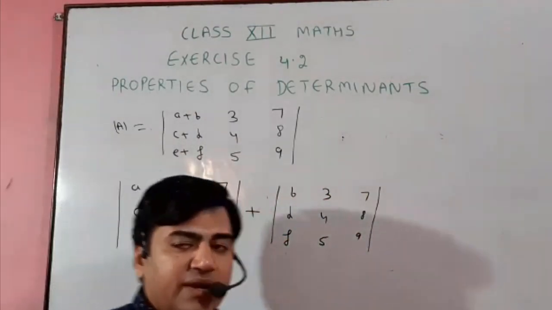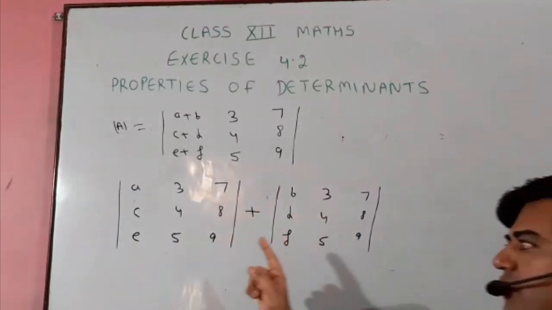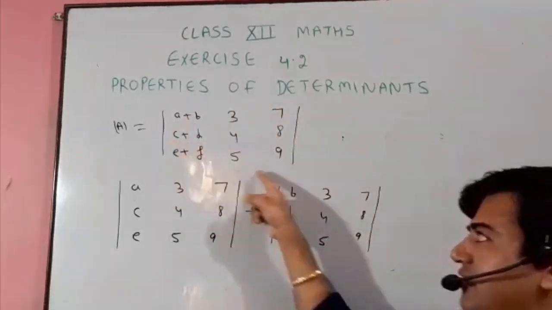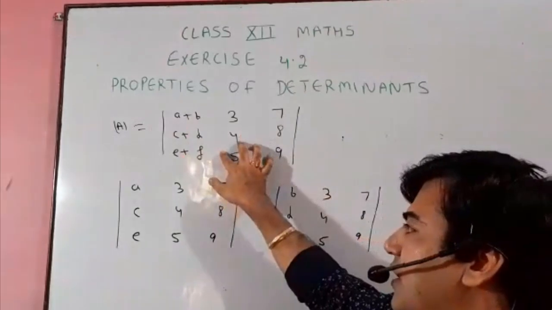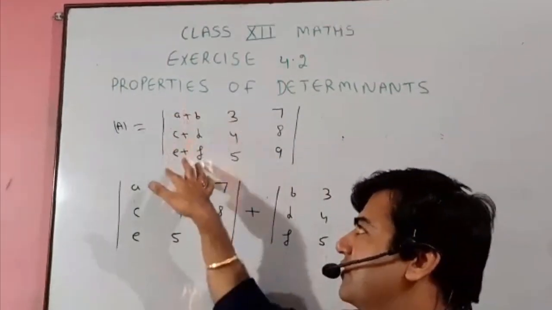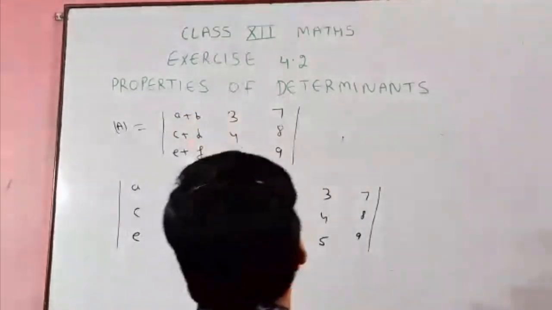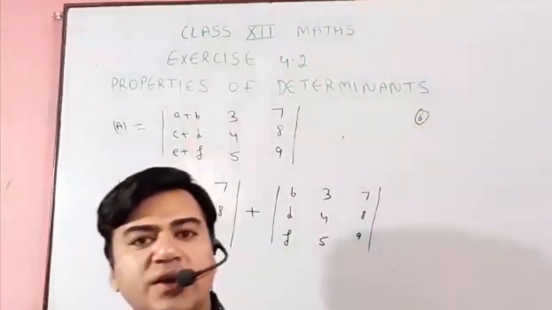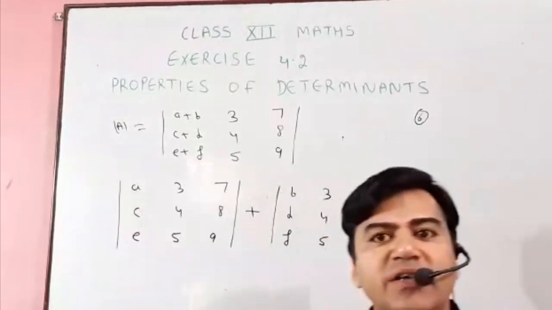If you expand this determinant and expand this determinant, then you will find the sum. The sum will remain the same as the expansion of this determinant. So this determinant can be expressed as a sum of two determinants because in the first column there was a sum of two terms. Now property number 6. Property number 6 is a very important property. Property number 3 and property number 6 are the most important properties.